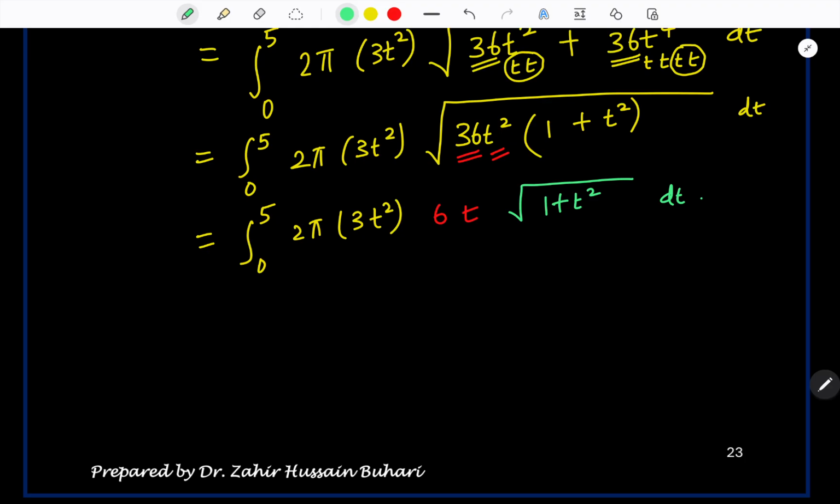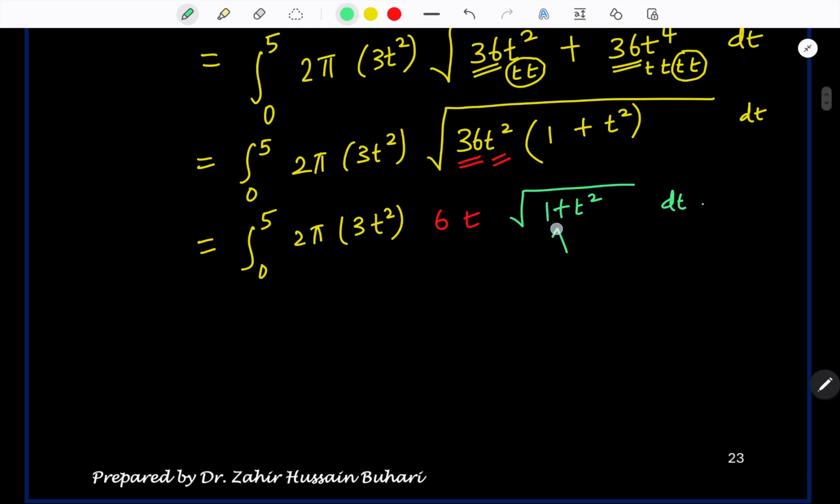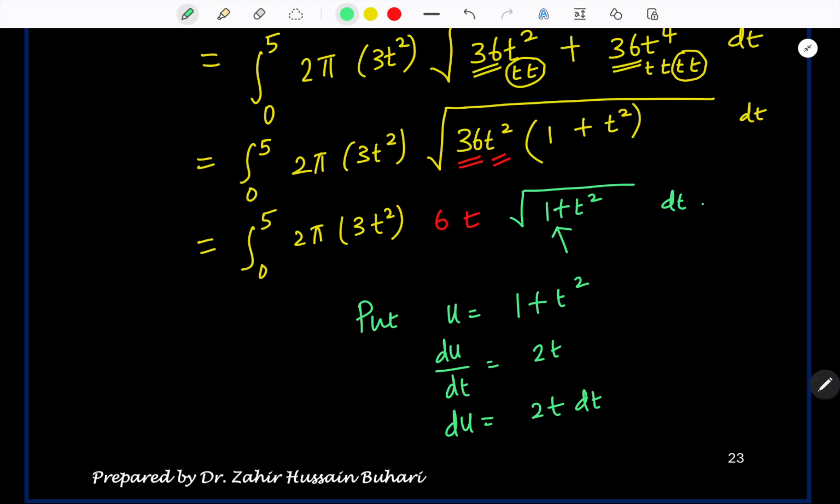Yes, now the same situation as the last problem. This is the one giving trouble. So what I'm going to do, I'm going to put u equals 1 plus t square. It is called the substitution method. So now the next step is what? du by dt is equal to 2t. So what is your du? du is 2t dt, right? So now convert all these things in terms of what? All these steps you have to convert in terms of u. Keep in your mind.